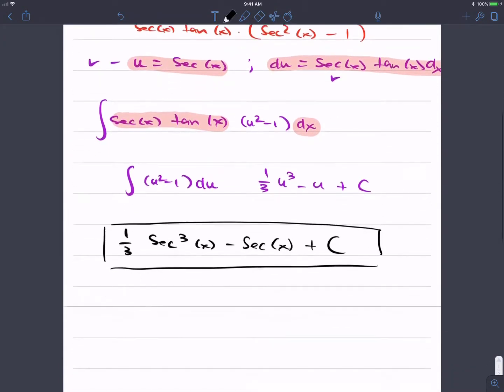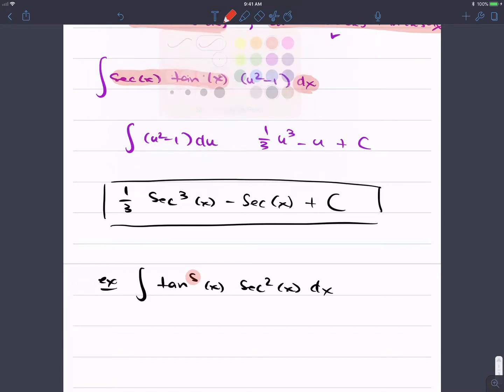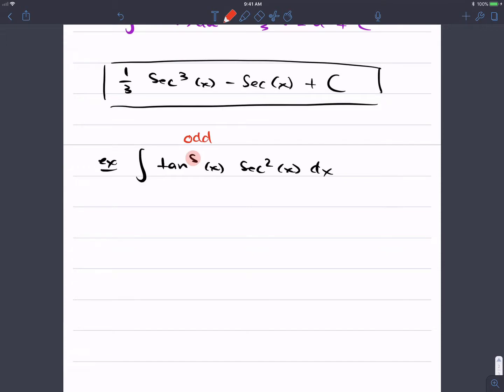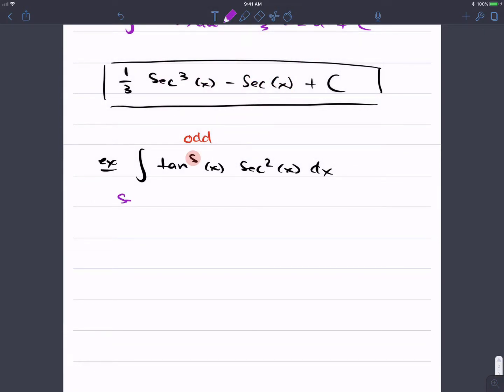So let's do this again here. Let's practice this procedure. What if we have tangent to the 5th power? Now change this to a secant squared. Notice the point of this idea here. You do have an odd power. It's the 5th power of tangent now. So the first part of the procedure is to factor out a secant tangent.